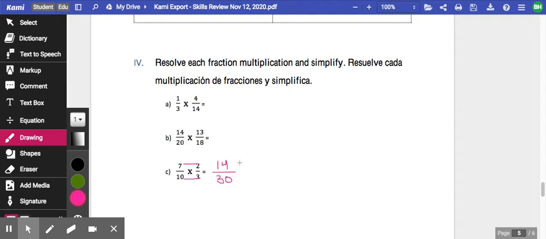Okay, now I need to simplify that, so I need to find a common factor. Well, remember, if you don't want to list the factors of 14 and you don't want to list the factors of 30, you can do a factor tree for those. Okay, 14, 7 times 2, those are my only 2 factors. Okay, 30, 3 times 10. Okay, 3 is prime, so I break down 10 into 2 times 5.